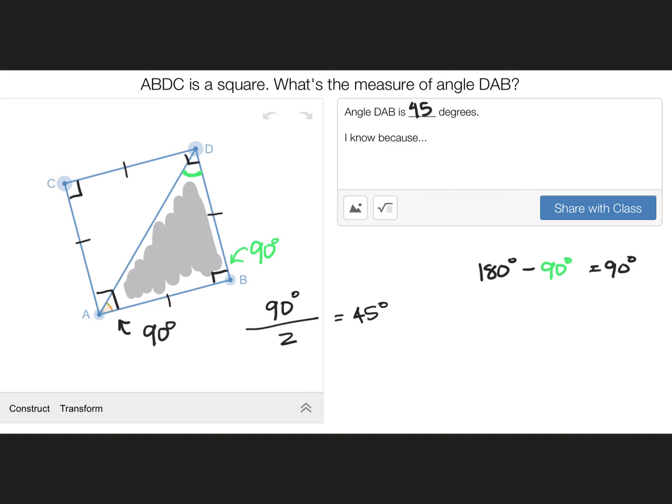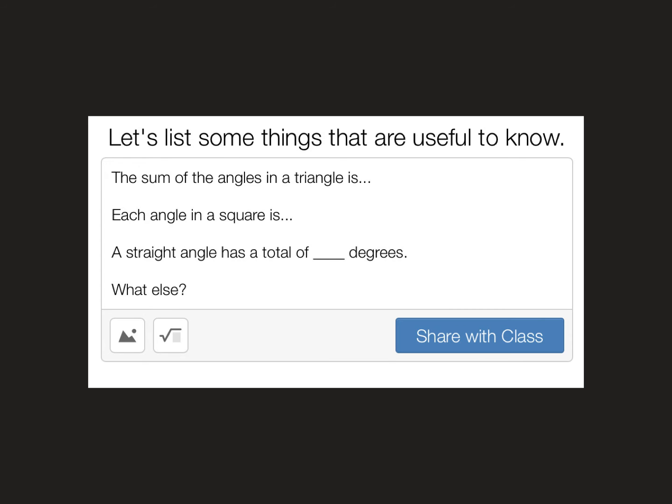So your explanation here could be any of those. There's probably even more. So here, before I sent students off to work by themselves, these problems up till now we'd done together. I wanted to make sure everybody had these things written down. So the sum of the angles in a triangle is 180 degrees.